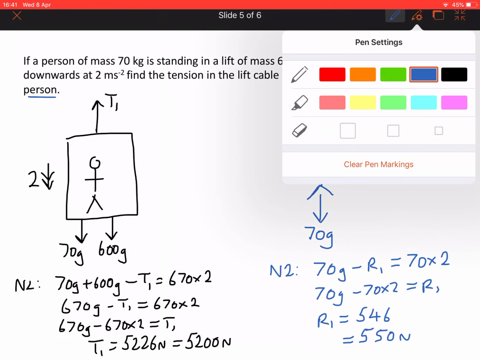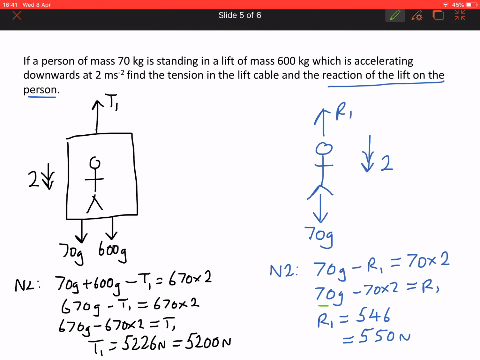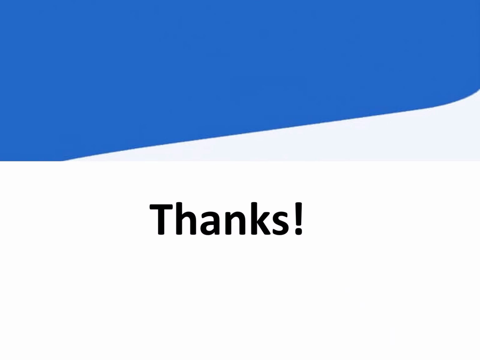And again, if you look at this line here, if the lift was stationary, the reaction would be 70g. The person would feel their mass, 70, times g, 9.8, as their weight. But you can see here that they are 70 times 2 newtons less than 70g. So they feel lighter. When the lift accelerates downwards, they feel slightly lighter than they did when they are stationary. Okay, thank you very much for listening.